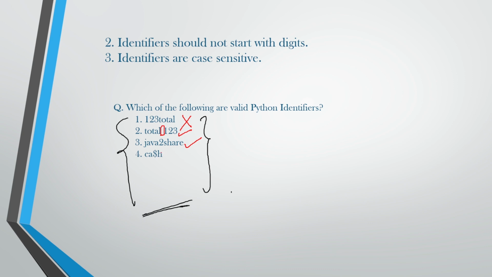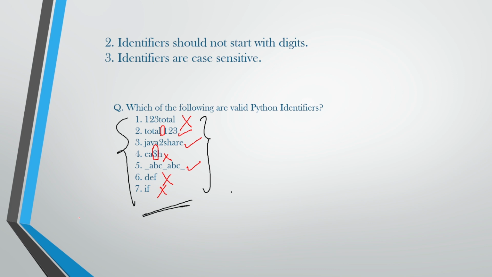Next you have cash$, which is not a valid identifier because it has the dollar symbol within it. Next, we have _abc_abc, which is a valid identifier because an identifier can start with an underscore. Next, you have def, which is not an identifier because it is a reserved keyword. Again, you have if, which is also not a valid identifier because it is a reserved keyword. So I hope the identifier topic is clear.